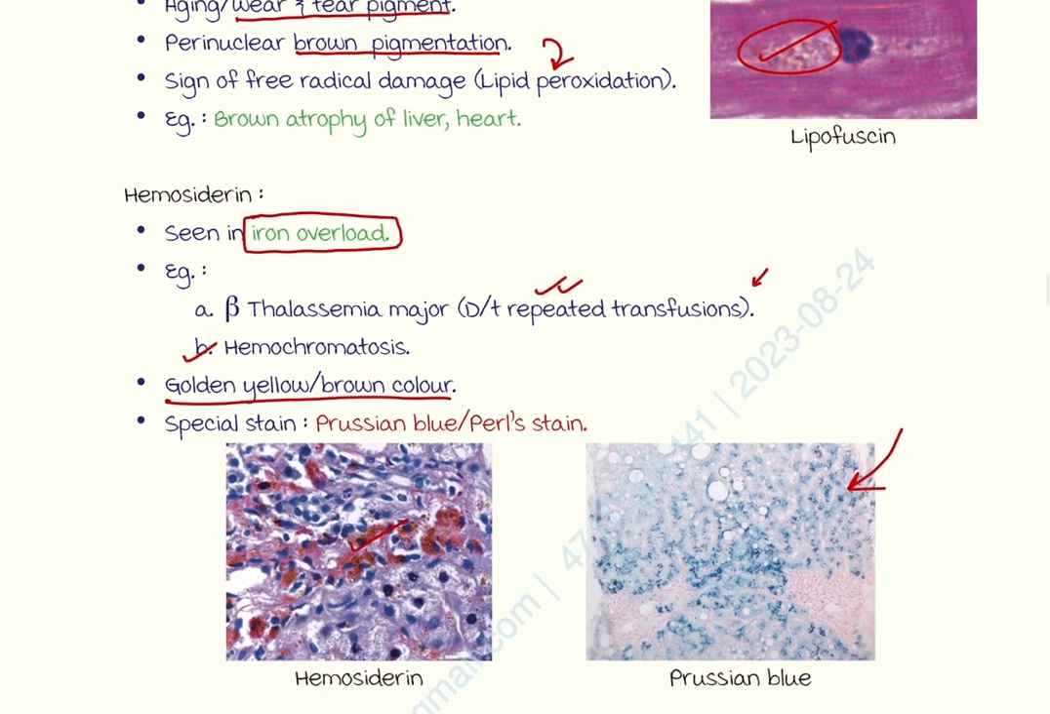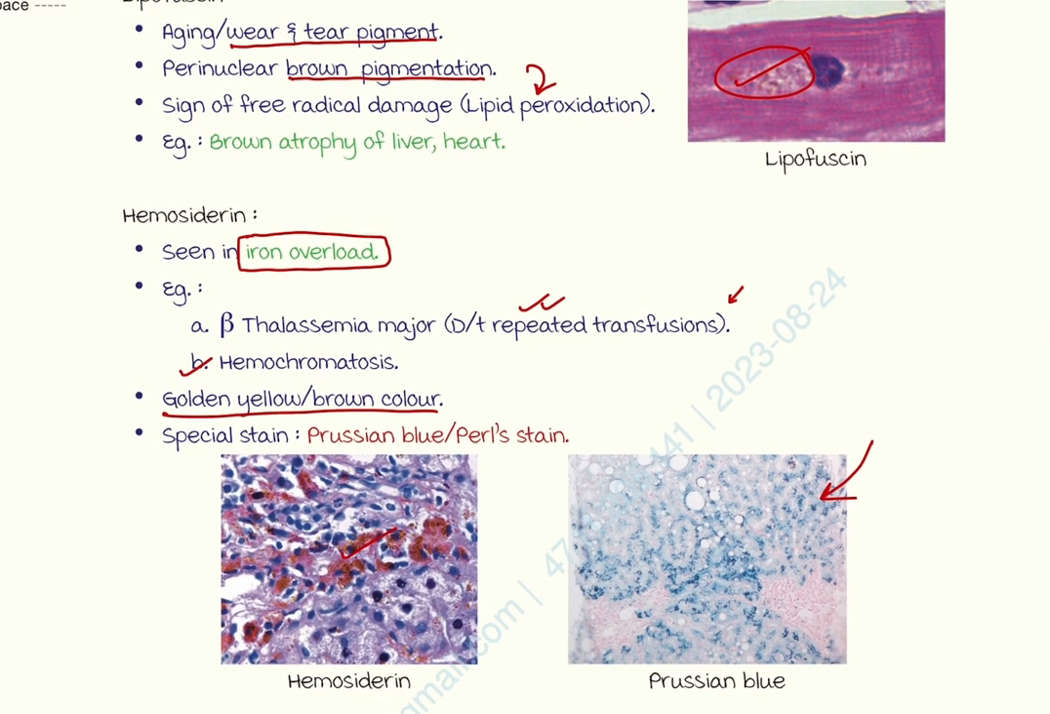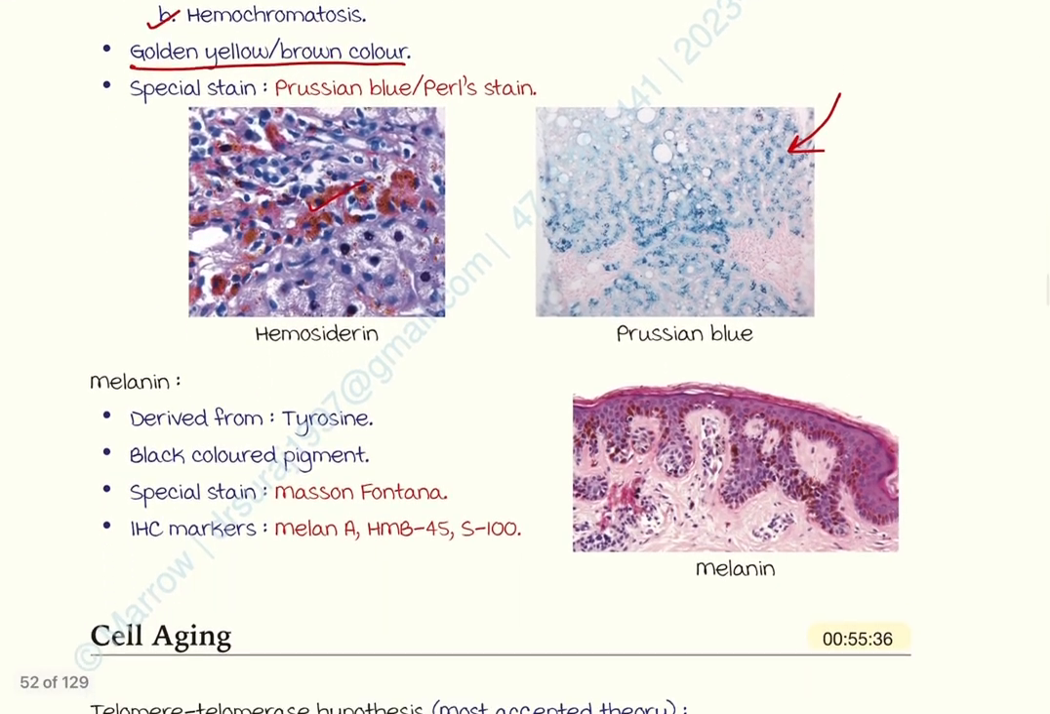Also from the history, like if hemochromatosis presentation is given, or repeated blood transfusion of a thalassemia major patient, then it's hemosiderin deposition. But if it's an aging process and you see a biopsy specimen of heart, or an autopsy specimen of a heart is given, and there you see this brown pigment deposition, that is lipofuscin, okay.